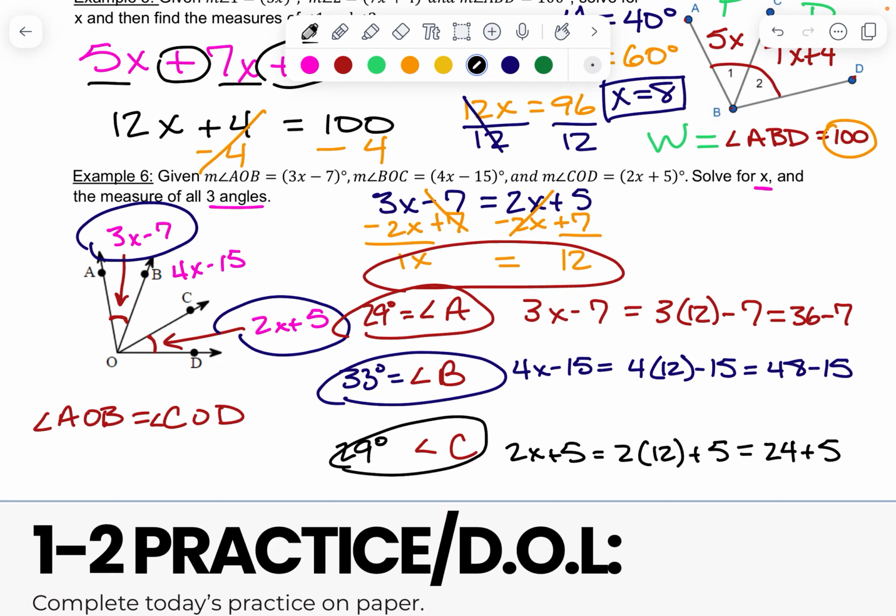And I'm glad that I worked that out because A and C should have been equal, and you can see that they are. And together, the entire thing adds up to 29 plus 29 plus 33, which is going to give me 58 plus 33, 91. I don't know why I still wrote 90. 91 degrees. All right, I hope this helped.